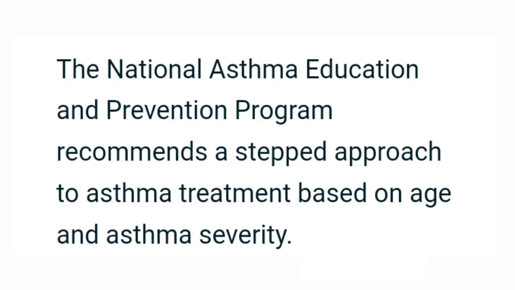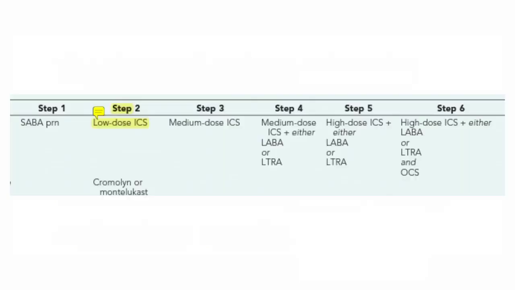So stepwise, as per age, a little less than 4 years and above 4 years, but I have shown a single chart for convenience. There is not a lot of difference between them, so we will follow it. Step 1 is the SABA as required. SABA is the salbutamol nebulization. Step 2 is the low dose inhaled corticosteroids, or you can also give cromolyn or montelukast at this step instead of it. Step 3 is the medium dose inhaled corticosteroids.